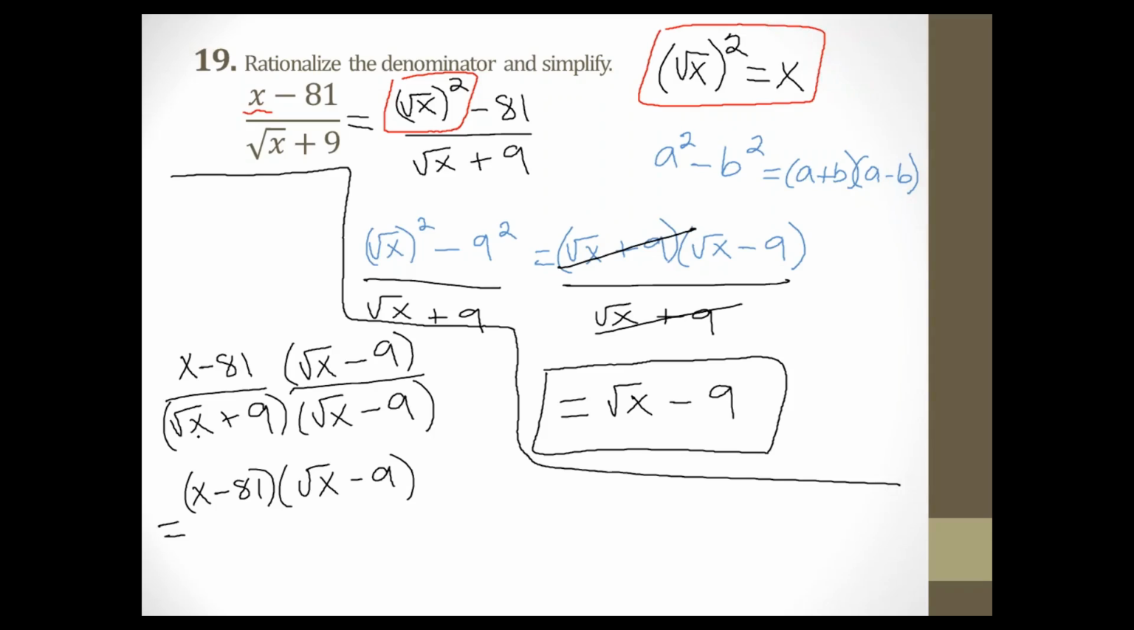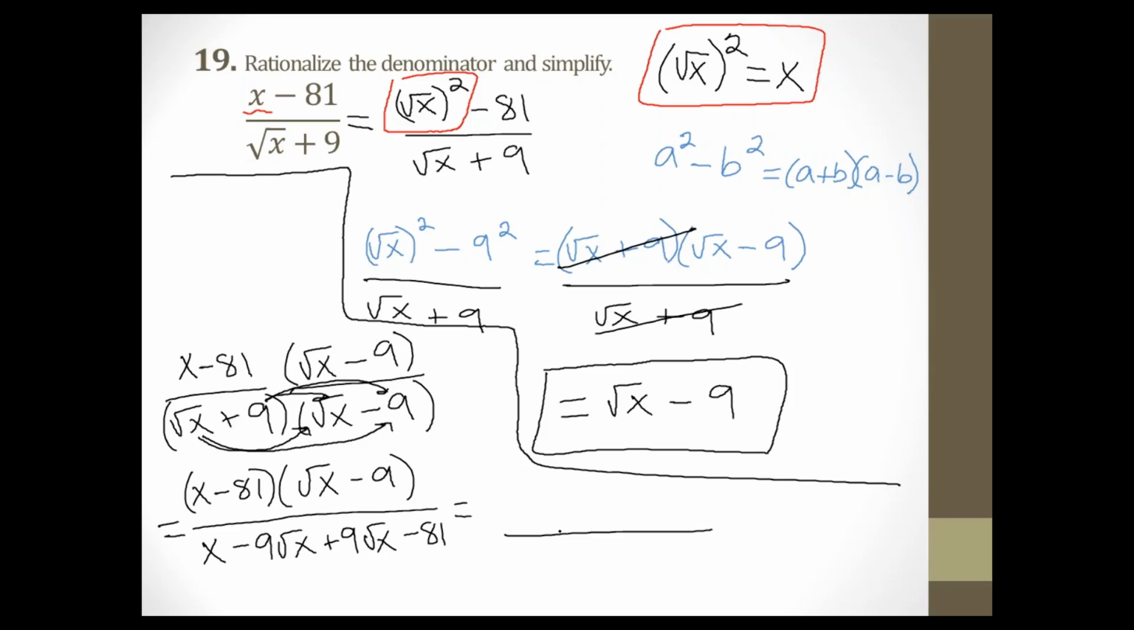Let's FOIL the bottom. So the square root of x times the square root of x is just x. The square root of x times negative 9 is negative 9 square root of x. 9 times the square root of x is positive 9 square root of x. And then 9 times negative 9 is negative 81. So now on the bottom, negative 9 square root of x plus 9 square root of x cancels to 0. So in the bottom I have x minus 81. At the top I have x minus 81 times the square root of x minus 9.